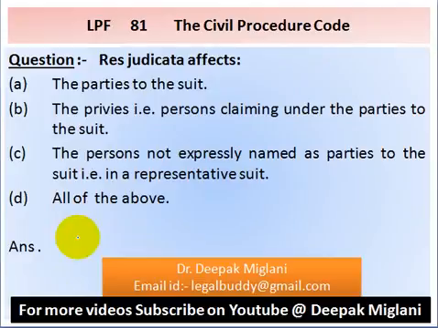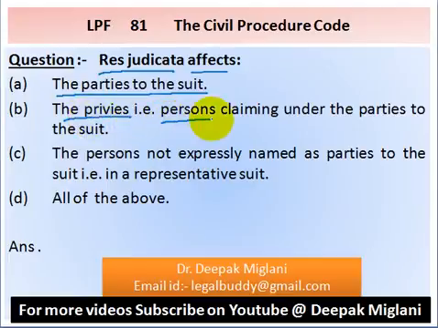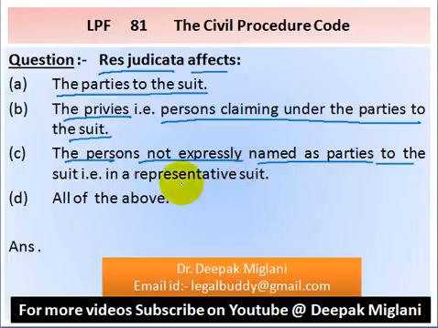Question number 81. Res judicata affects: Option A, the parties to the suit. Option B, the persons claiming under the parties to the suit. Option C, the persons not expressly named as parties to the suit, that is, in a representative suit. Option D, all of the above. Answer is option D.